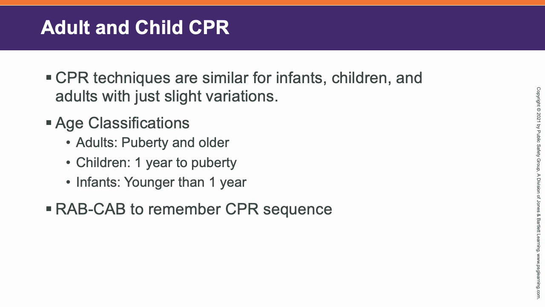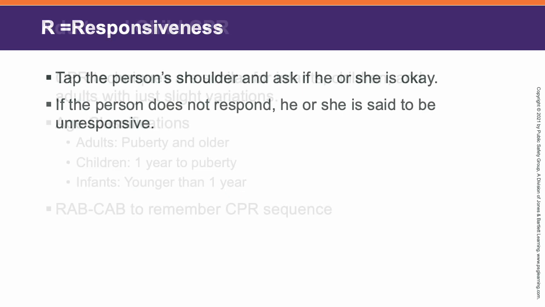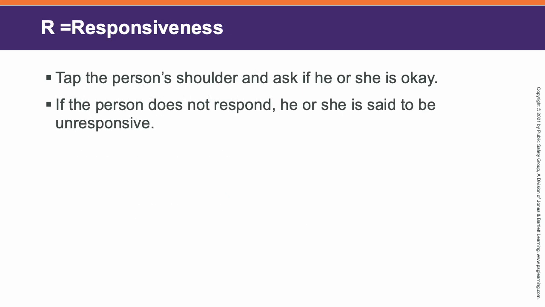Okay, this will become very important, and this will help you a lot through the exam and through the practical. So make sure you understand what it stands for. The R in RABCAP stands for responsiveness. When checking for responsiveness, that's the first thing you do. When you come upon somebody that appears to be unconscious on the ground, you're going to check responsiveness.